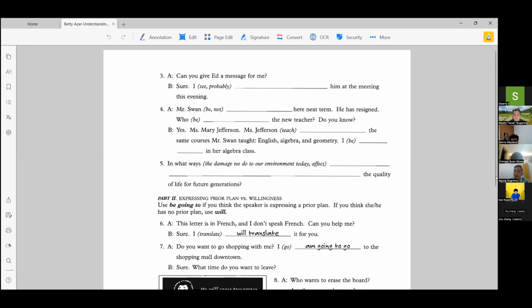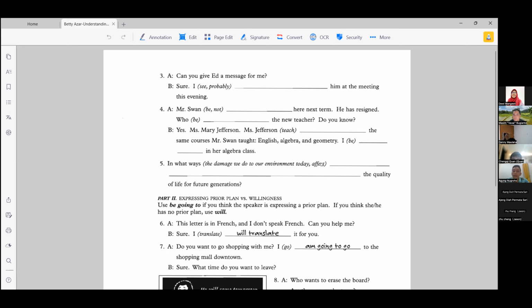Okay. Number 4. So I got some hands previously, but you already turned. Budewi, go on. Number 4, please. It's quite long, number 4. Mr. Swan won't be here next term. Budewi, would you like to repeat your answer again, please? Mr. Swan.